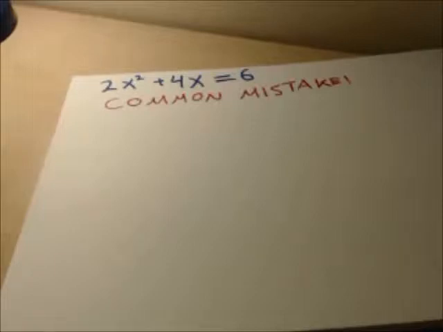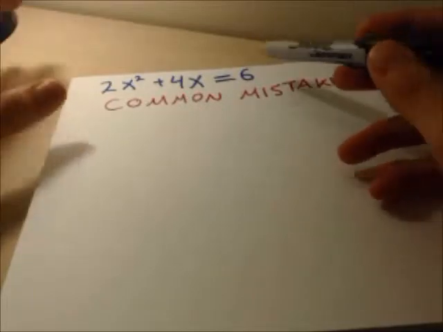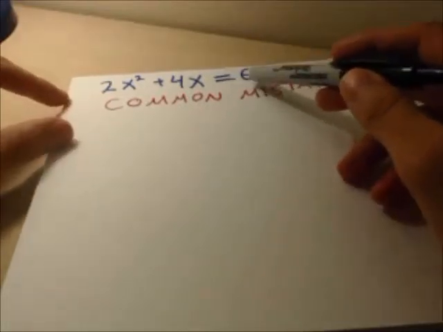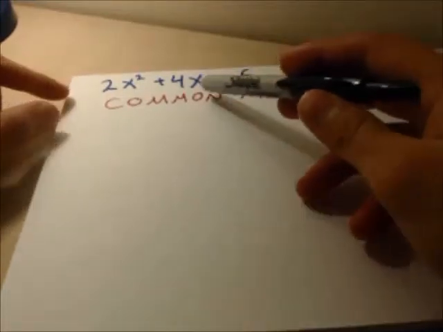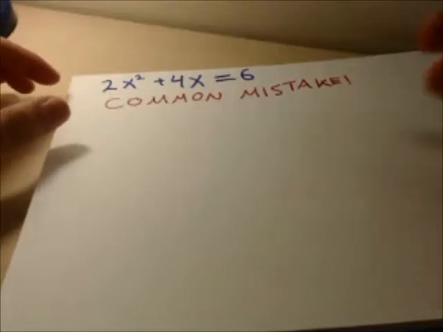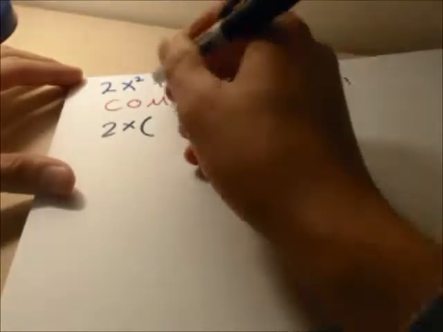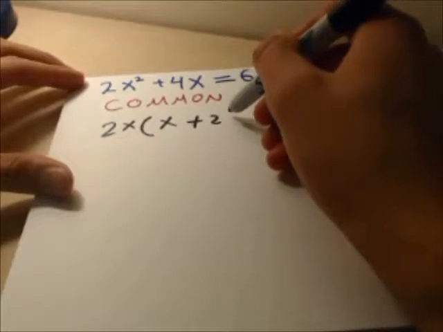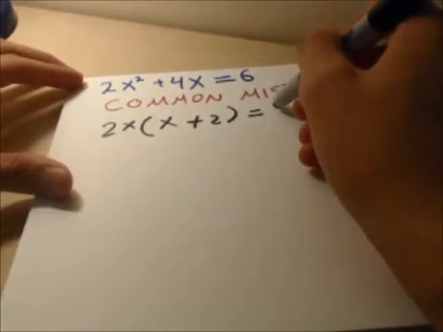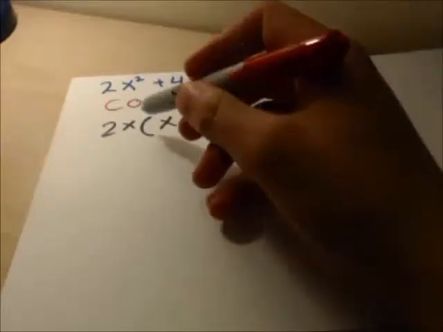If we look at this example, we've got 2x squared plus 4x equals 6. Again, we need to equalize this side with 0. A big common mistake, by the way, is that some people would say, let's just start factorizing straight away. We've got a common x and a 2, so we can factorize out 2x from both sides. We're left with x plus 2 equals 6, and then they start to equalize each part with 6.